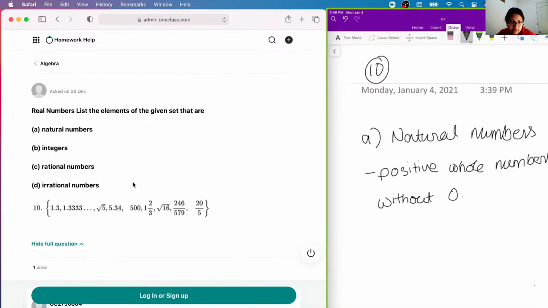So in this case it would be for example 1, 2, 3, 4, and so on. So from the given list, we can say that root 16, which is equal to 4, right? So this is a whole positive number, so root 16 would be considered as a natural number.